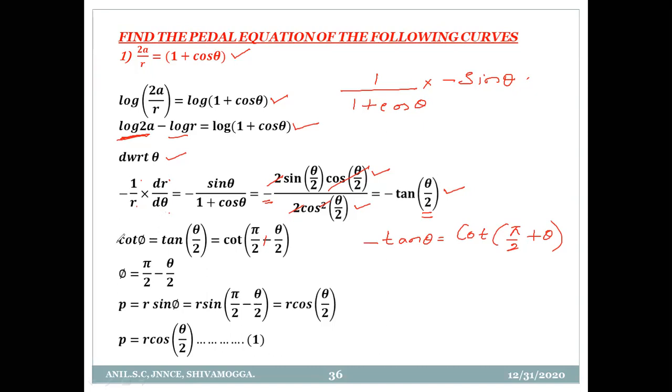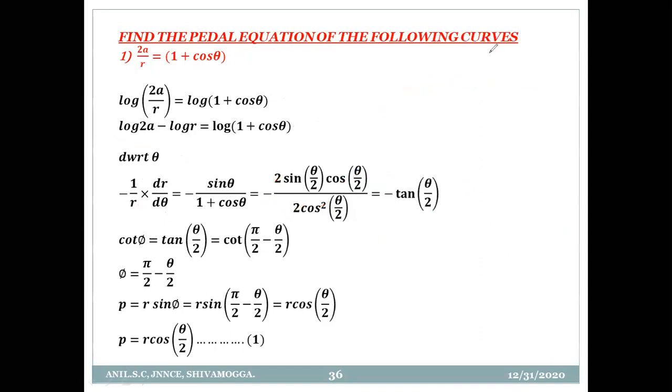So one negative sign is here. Minus 1 by r into dr by d theta is equal to minus tan theta by 2. You cancel this negative sign with this negative sign. Now 1 by r into dr by d theta is denoted by cot phi, and this negative sign is cancelled. Tan theta by 2. Now this tan theta by 2 is to be converted into cot.